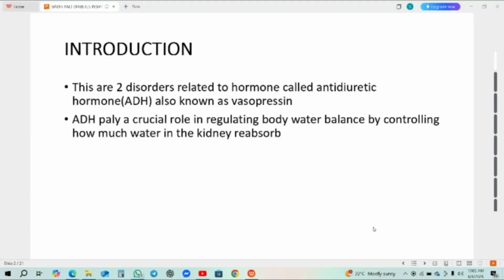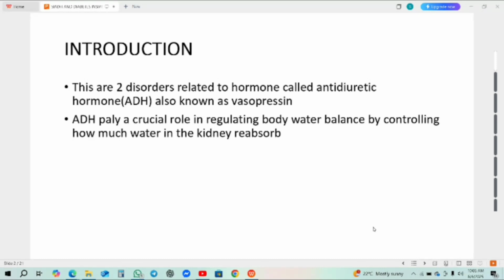So ADH, as you know, is triggered by some conditions. Those conditions include low blood volume, which is hypovolemia, and then low blood pressure, that is hypotension, and even increased blood osmolality. I mean osmolality, not osmolarity. So these conditions, the main ones, hypovolemia and increased plasma osmolality, trigger secretion of ADH from the hypothalamus.